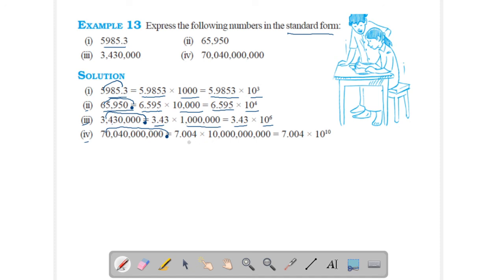It means it can be written as 7.004 into, after 1, how many zeros will be there? 10 zeros, because there are 10 digits in between. Here write down 10 zeros, and this number can be written in exponential form as 10 raised power 10, because it has 10 zeros. So the given number in standard form can be written as 7.004 into 10 raised power 10. This is your answer.